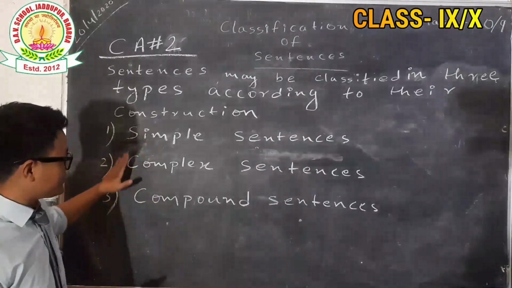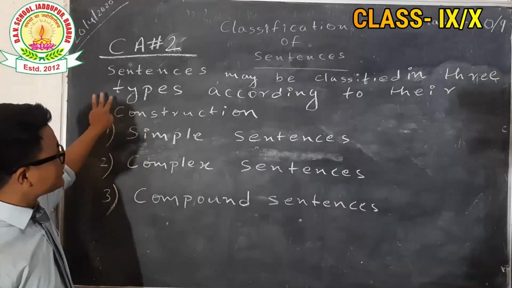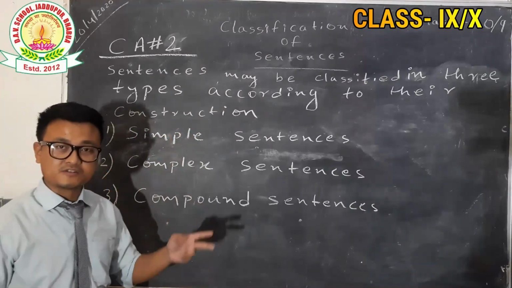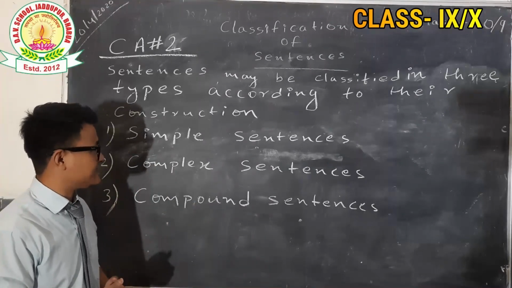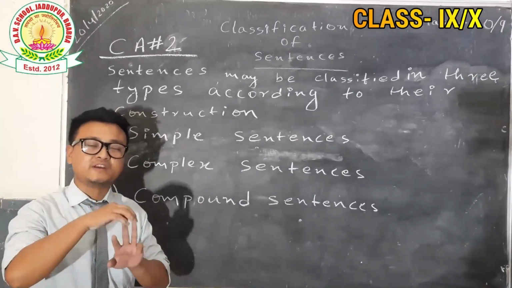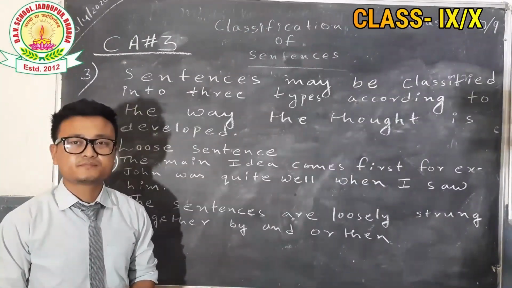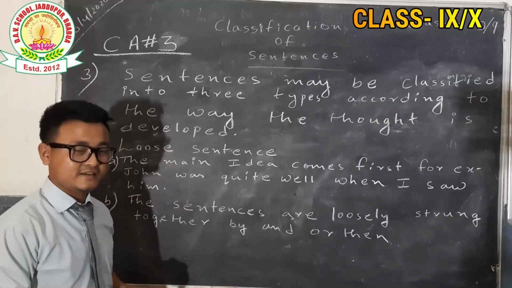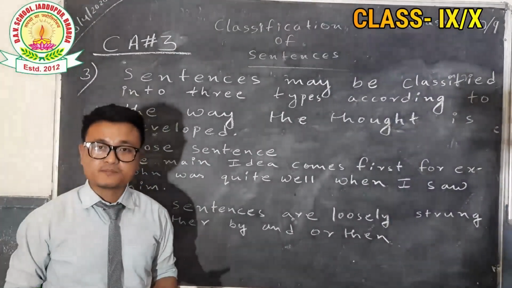That's why all these 3 types of sentences fall in the category of number 2, the classification according to their construction. I think I had already explained simple sentences, complex sentences and compound sentences. Now we will look at the number 3 category of the classification of sentences, which is classified according to the way the thought is developed.